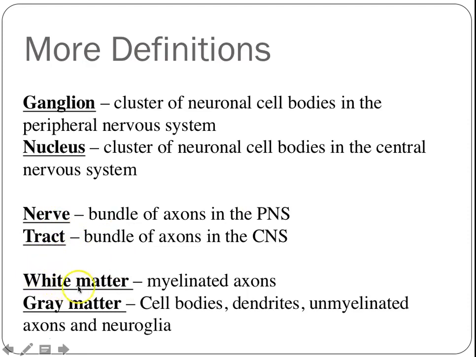Basically, when we see things and they look white to us, these are going to be myelinated axons. They look white because of the fatty phospholipid bilayer that they're wrapped around. The gray matter is going to look gray because they don't have myelination, essentially. So these are things like cell bodies do not have myelination, dendrites do not have myelination, obviously unmyelinated axons do not have myelination, and those neuroglia cells also do not have myelination. So that's where we would see gray matter. So when we see something gray, it'll be one of these things that we are looking at.